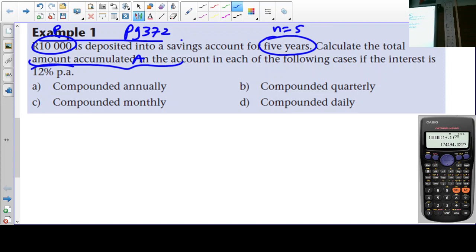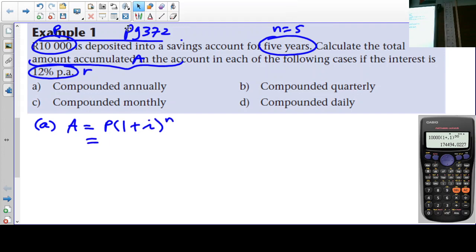If the interest rate is 12% per annum. So what is that? The i value. So in the first case, it's compounded annually. If it's compounded annually, what's the formula? A is equal to P. Okay, so you apply that formula quickly.